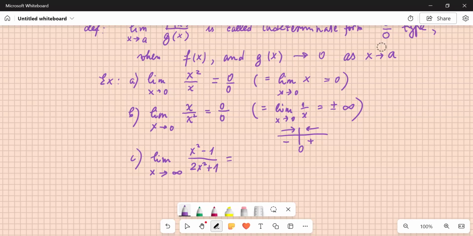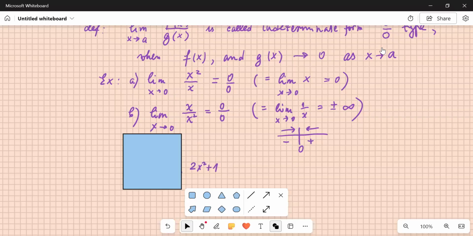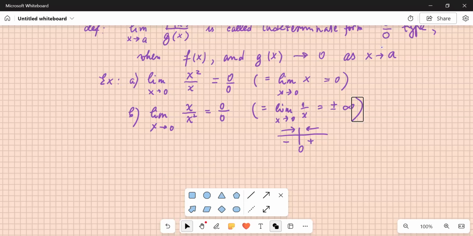How do I turn on the eraser? That's a mistake. Oh, sorry. No, I don't need a square. Sorry, guys. I'll need to delete all this stuff. Okay.